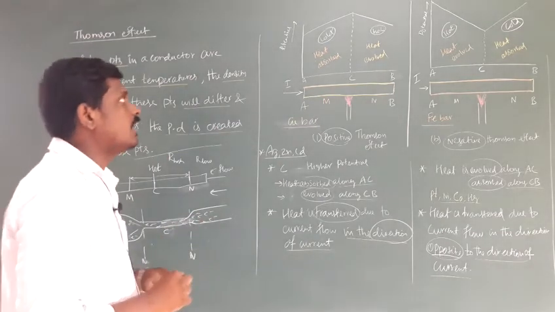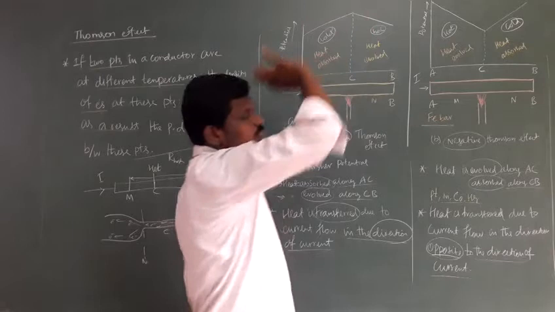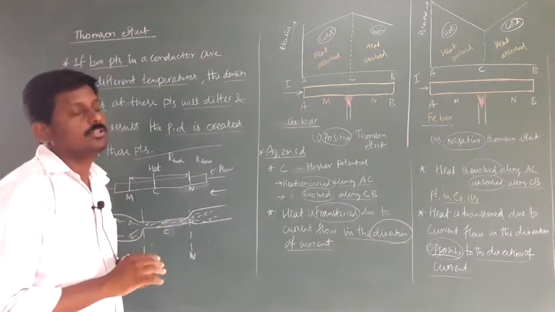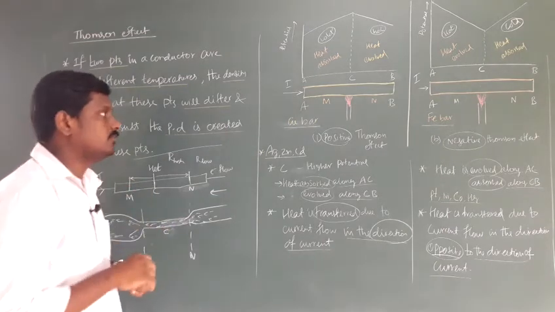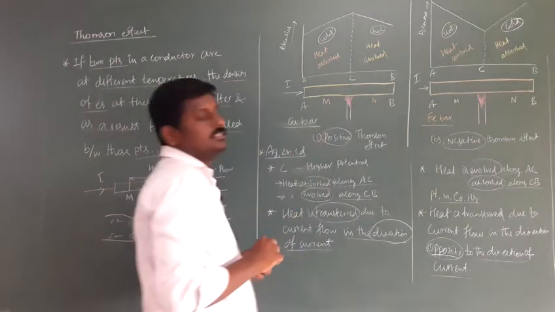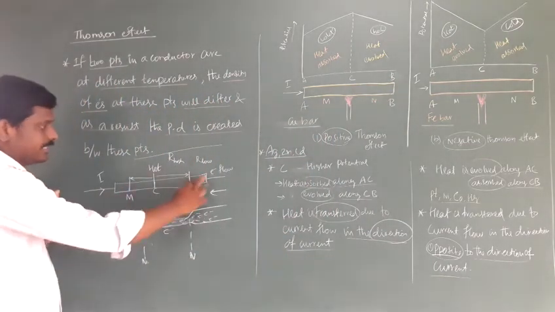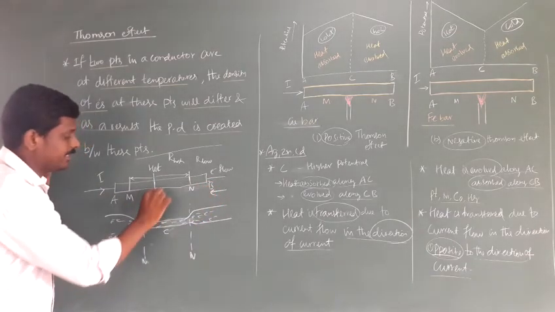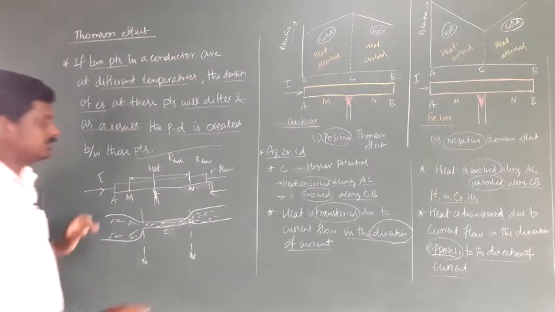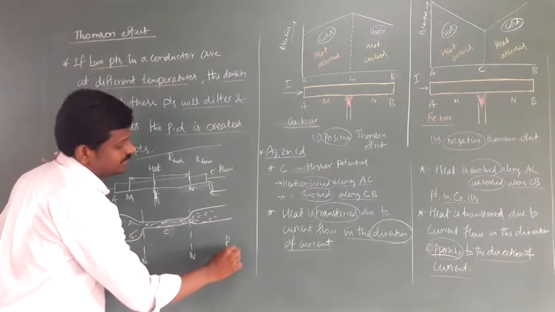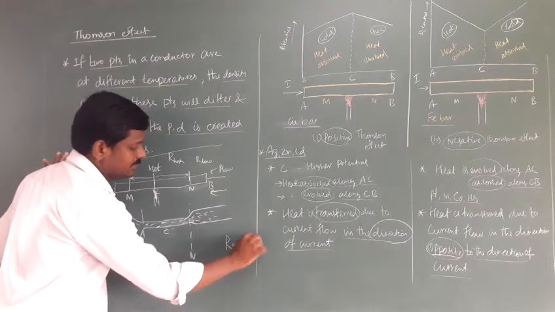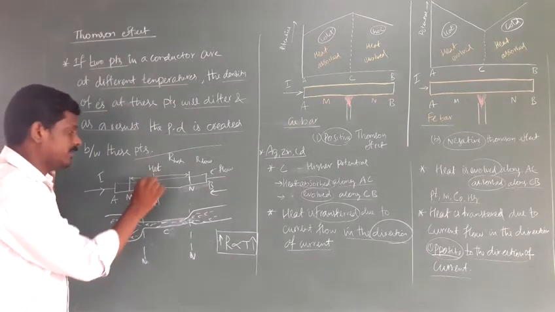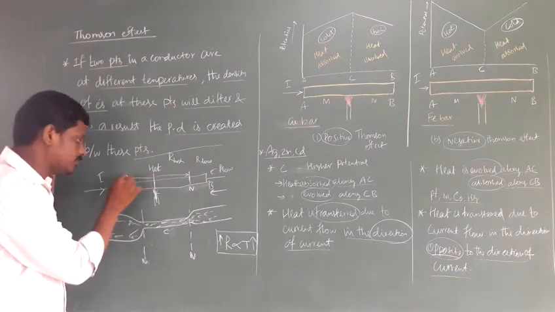For more detail on how it becomes hot and how it becomes cold, as I already told, we need to approach this problem in the direction of electron flow, which is opposite to the direction of current. So this is a conductor AB, and C is the midpoint. We are heating, and as temperature increases, resistance also increases. So heat is transferred in this direction and also in this direction.